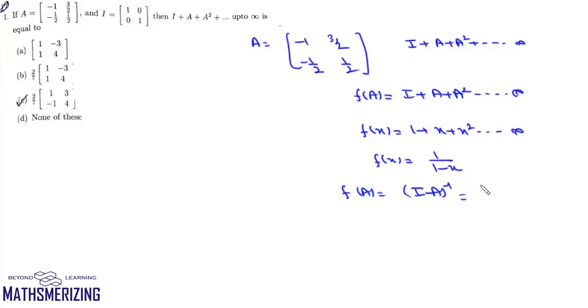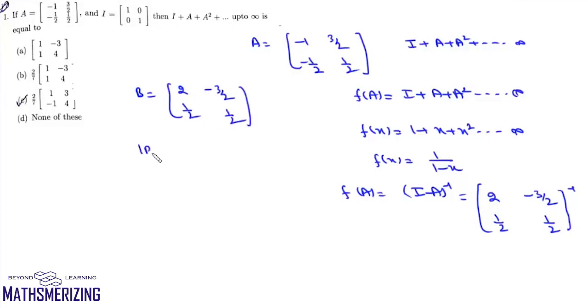Now what is I minus A? I minus A will be [2, -3/2; 1/2, 1/2]. We'll need to find its inverse. Let this matrix be some matrix B. So B is [2, -3/2; 1/2, 1/2]. So the determinant of B will be 1 plus 3 by 4, which is 7 by 4.